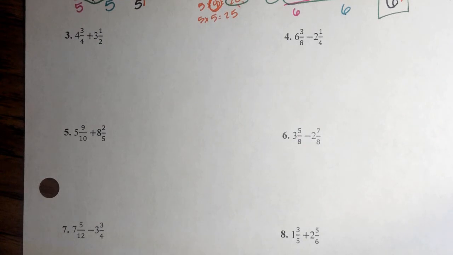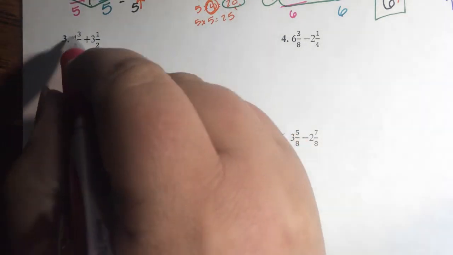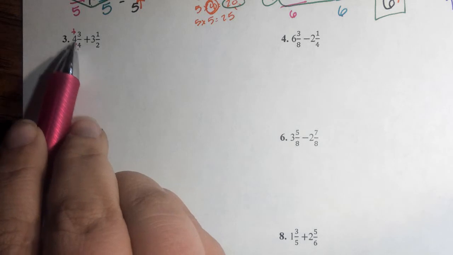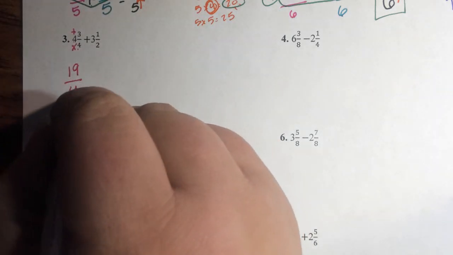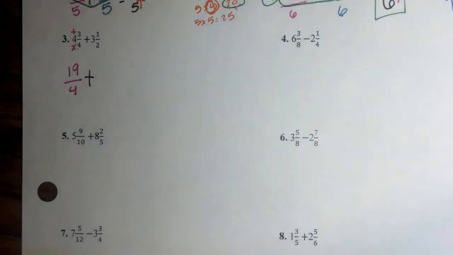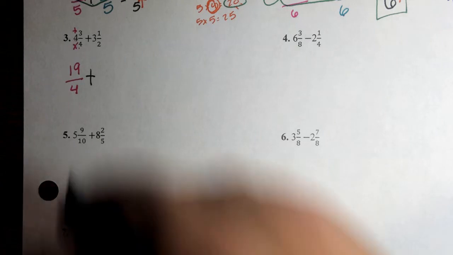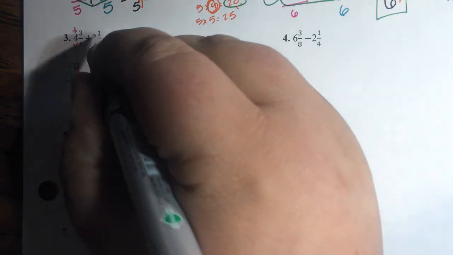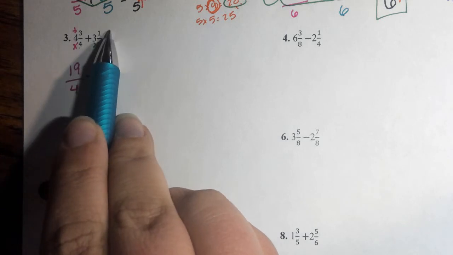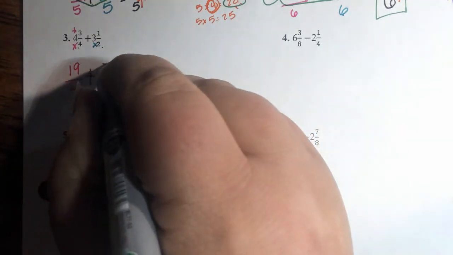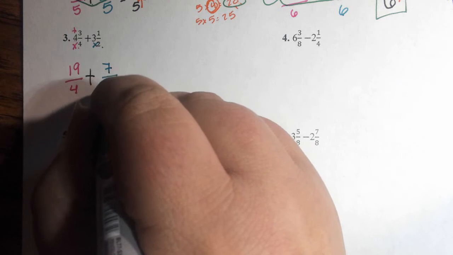Number 3. So changing our mixed numbers to improper fractions. We've got 4 times 4 plus 3. 4 times 4 is 16 plus 3 is 19. So 19 over 4. Plus the other improper mixed number is going to be 2 times 3. Denominator times whole is 6. Plus numerator, 6 plus 1 is 7. 7 over 2. Okay.